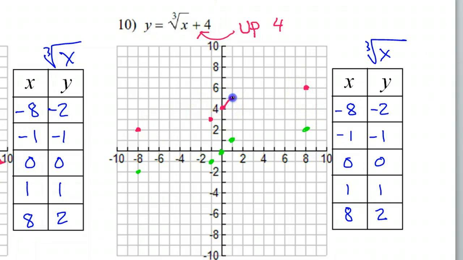And that is how you do it, my friend. So that's number 10. Of course, the domain and range are both negative infinity to positive infinity.